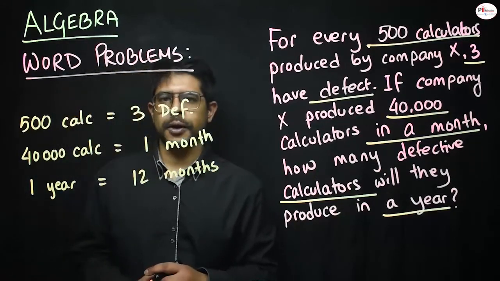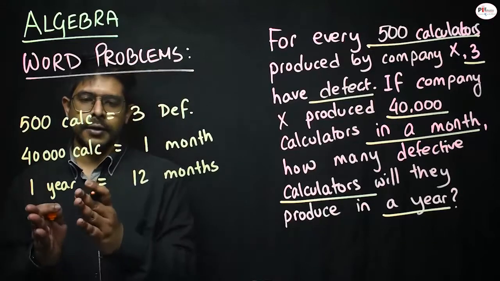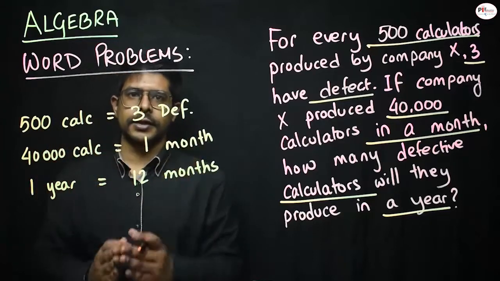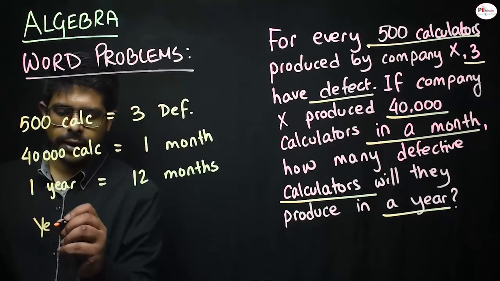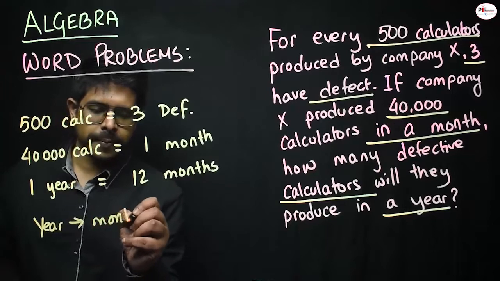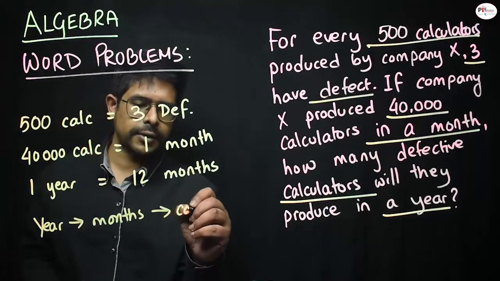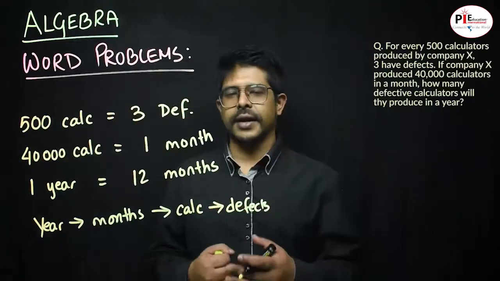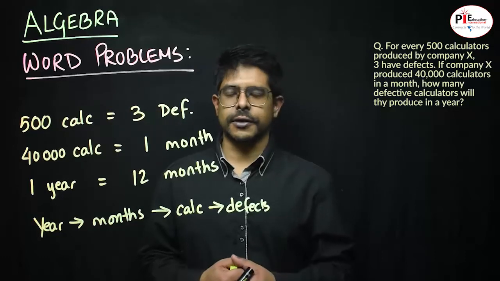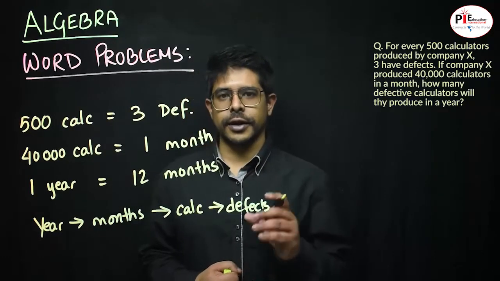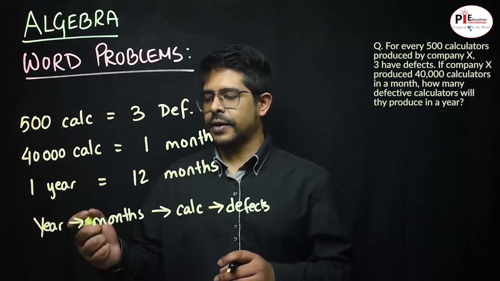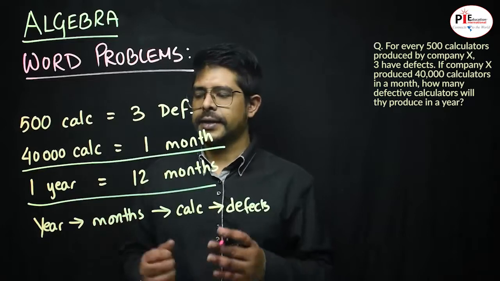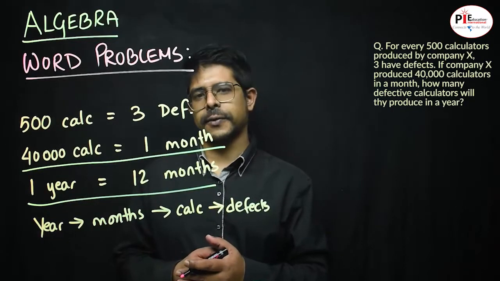How are we going to solve this problem? We have year to months, month to calculators, calculators to defects. So I guess it's pretty much clear. Year to months, months to calculators, and calculators to defects. Let's do this problem and see if we can solve this out. First, we are going to use what we are given, the number of years, how many calculators we are going to produce in 1 year. Let's solve out this problem and see how we can do it.